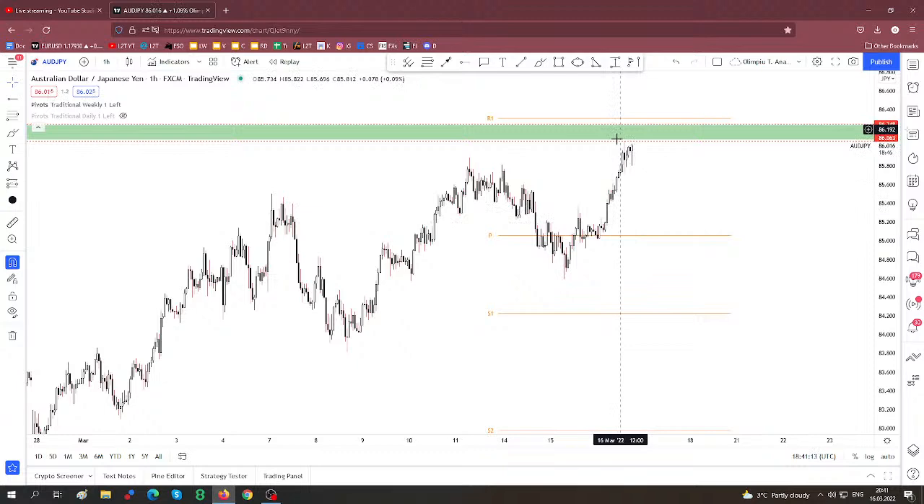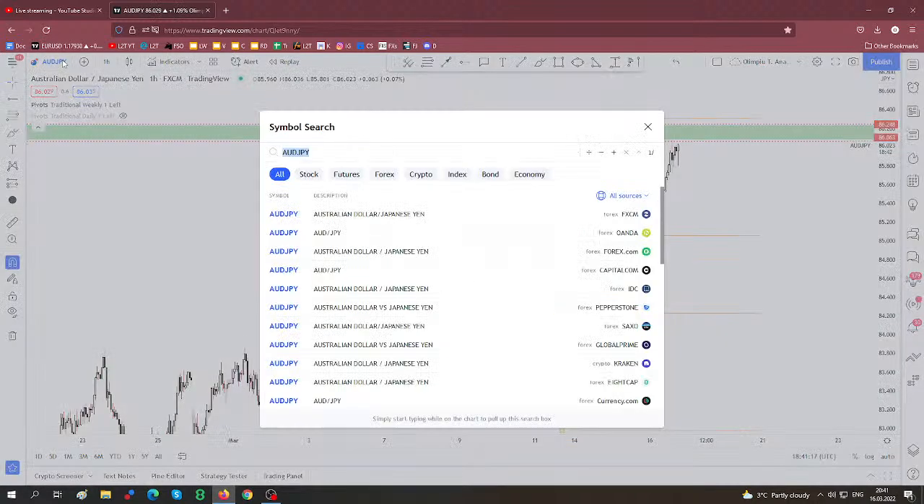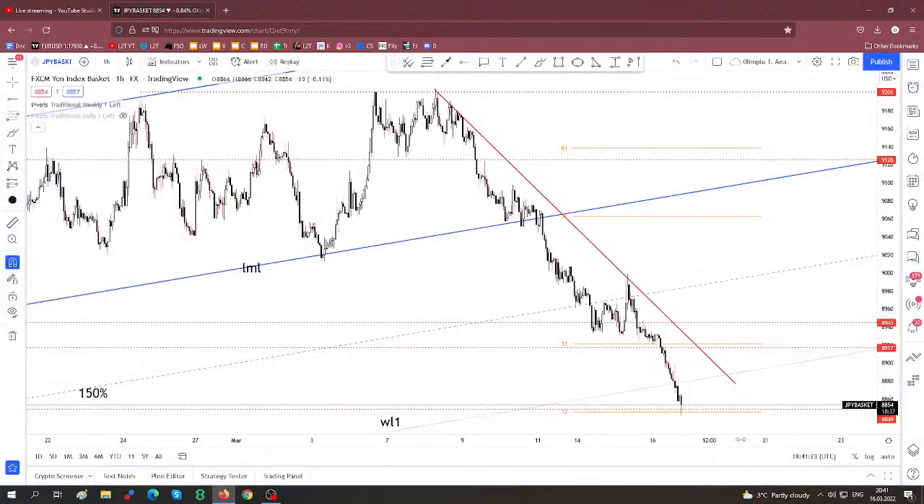And I've said that I'm also waiting for something in the yen basket around the 88.49 key level, support level. So the yen basket reached support, Australian dollar, Japanese yen reached the resistance zone, so let's wait.